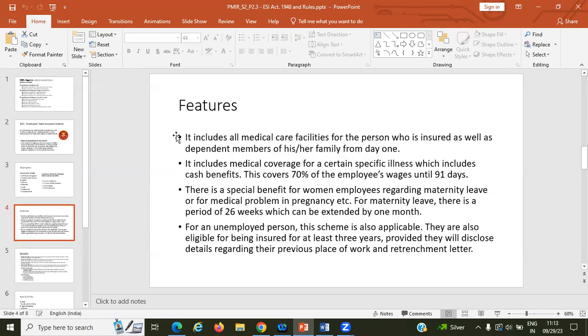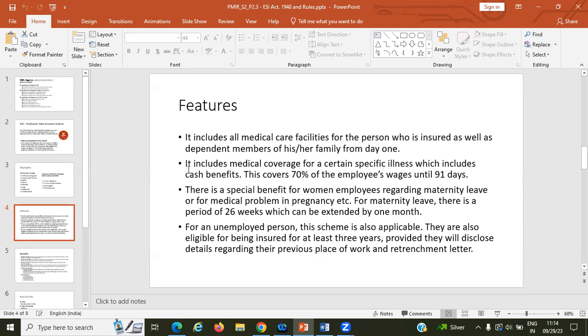What are the features? It includes all medical care facilities for the person who is insured as well as dependent members of his or her family from day one. So this is one feature. Dependent members of the family and the employee. It includes medical coverage for certain specific illnesses, which includes cash benefits. This covers 70% of the employee's wages for up to 91 days.